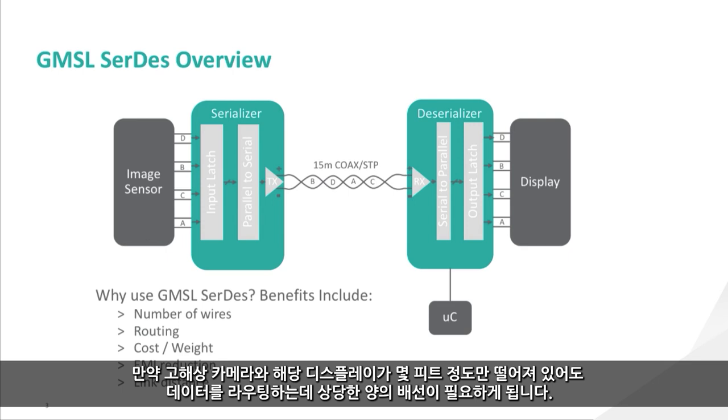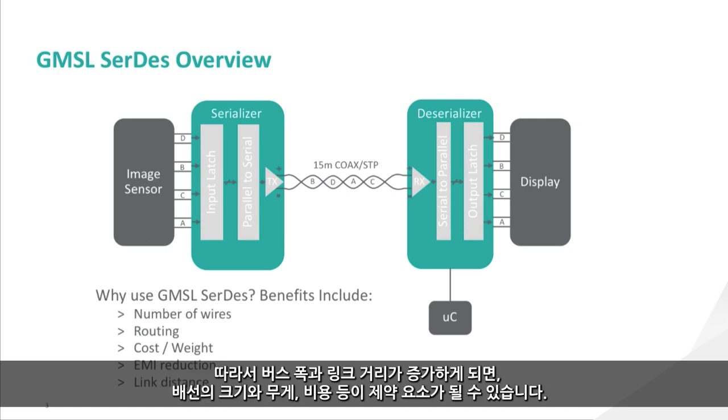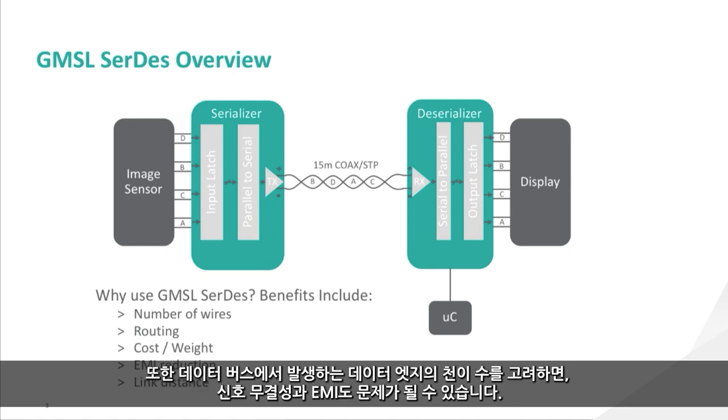If a high-resolution camera and its display are separated by even a few feet, a substantial amount of wiring is required to route the data. As the bus width and link distance increase, the size, weight, and cost of cabling becomes a limiting factor. Signal integrity and EMI are also concerns when considering the number of data edge transitions occurring on the data bus.